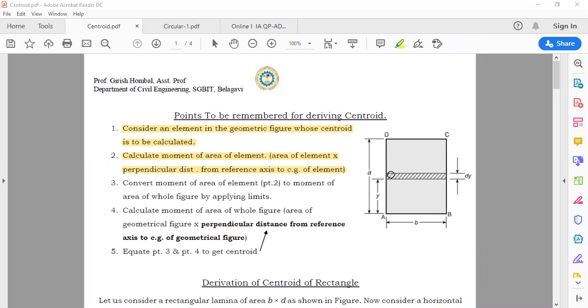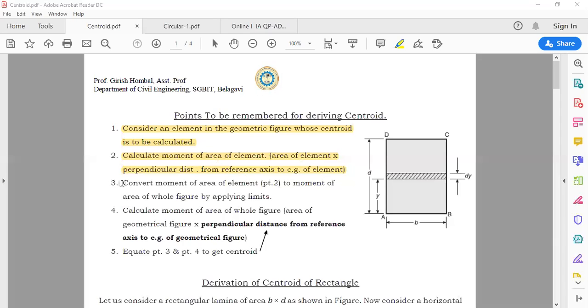So I'm concentrating only on this element now. I've considered the element. I have calculated moment of area of element. That is area of this element into perpendicular distance from reference axis to the location of that element. That is y as of now.